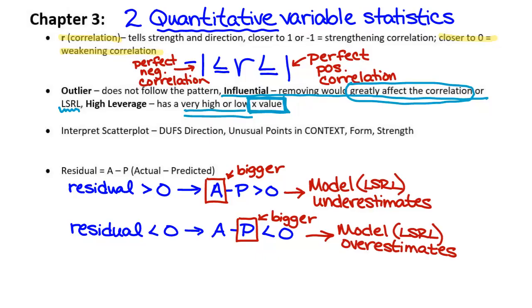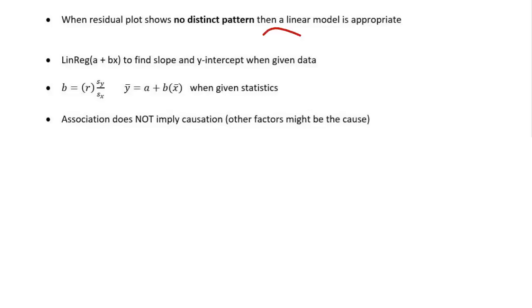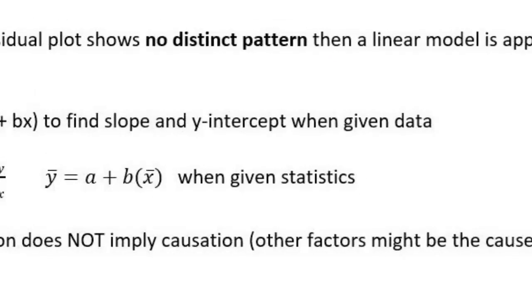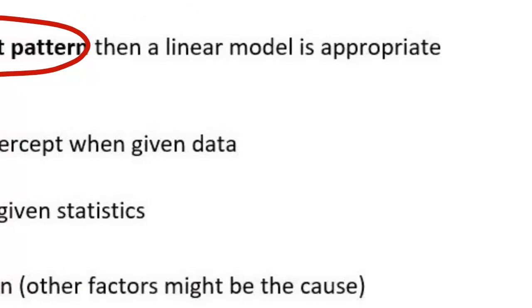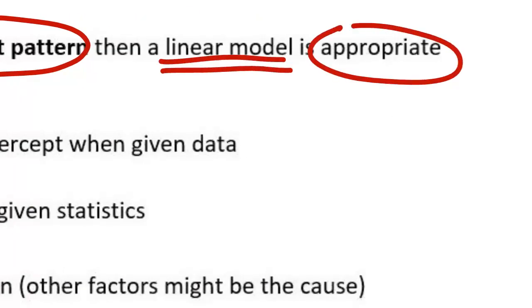There's a couple other things I want to say about R, but I don't have a lot of room to write it down here. We're going to write it down on the next page so that we have some room for that. When the residual plot shows no distinct pattern, then a linear model is appropriate. We are still on the front side. There's just more room to write on the back for when we get back there.